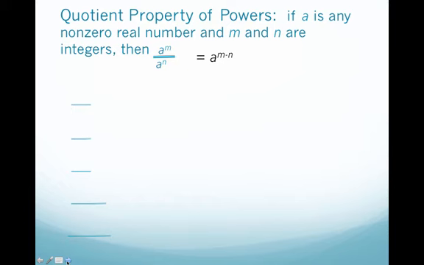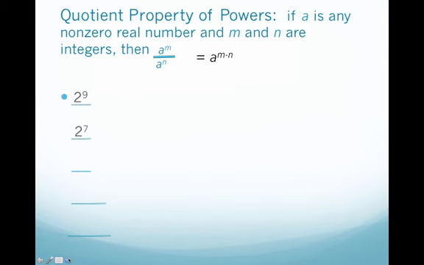So if A is any non-zero real number and M and N are integers, then A to the M over A to the N equals A to the M minus N. So it made sense when we were multiplying that we added the exponents. Now when we're dividing, we're going to do the opposite. We're going to subtract the exponents. So let's look at some examples.